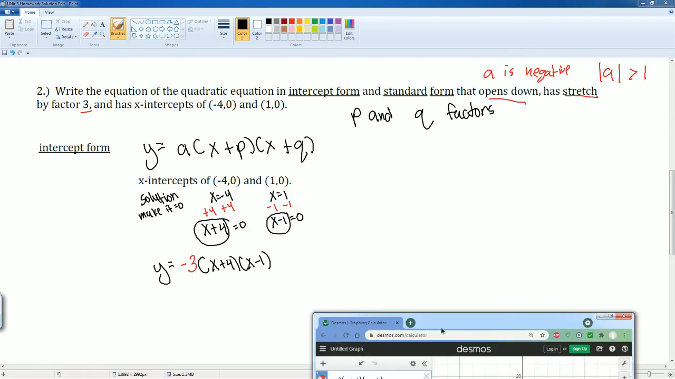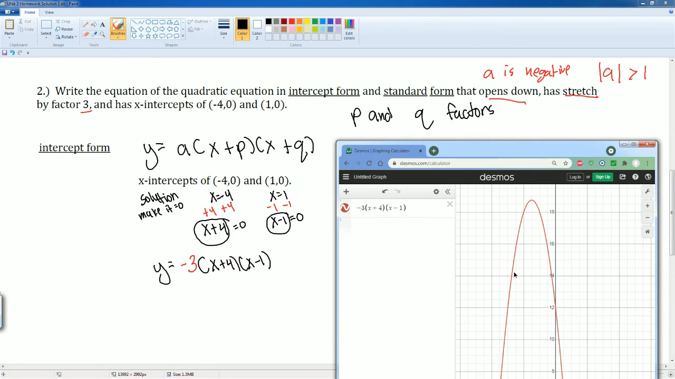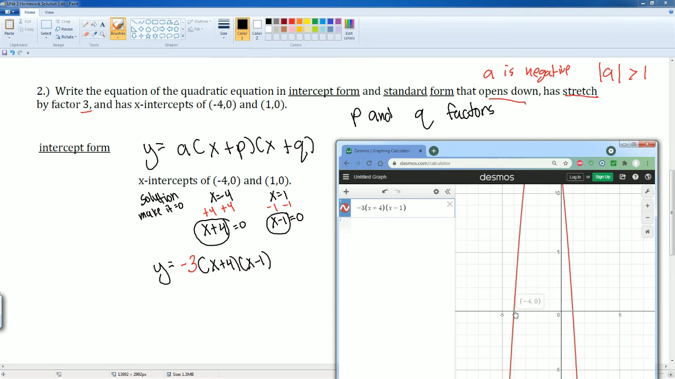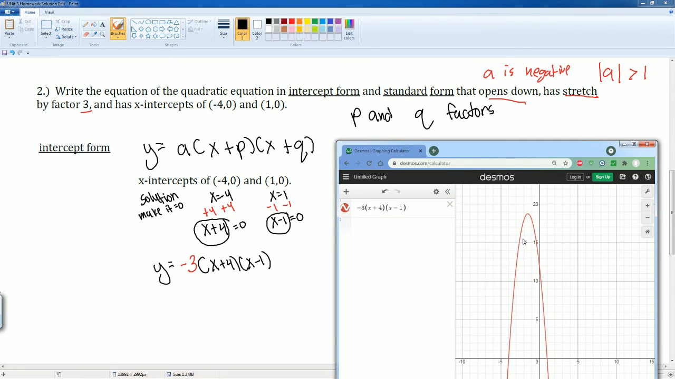If you don't believe me, I graphed it right there. Take a look. Does it intercept at the points that we want? -4 and 1. It does. Does it open down? Yes, it does. And it does stretch by a factor of 3.